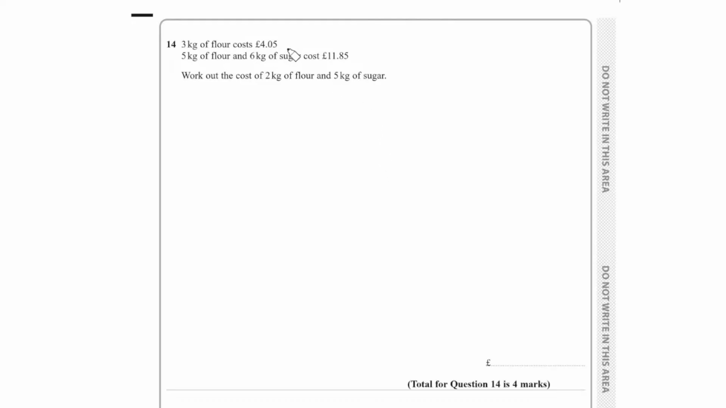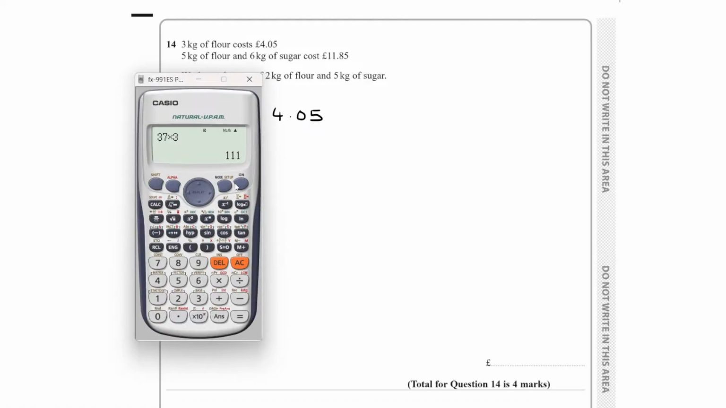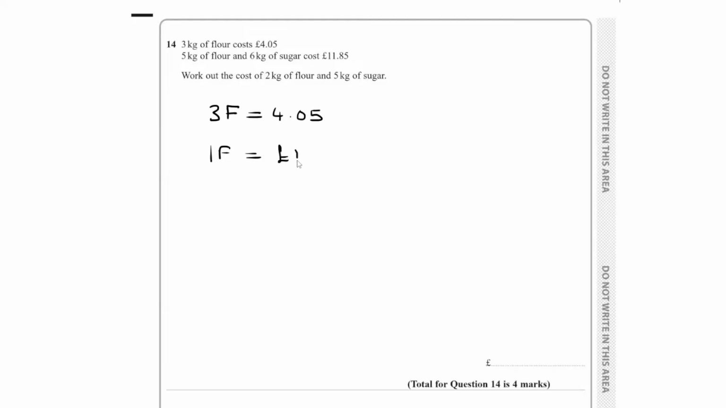Okay, so the first one, I tend to use algebra quite a lot. You might not like to do this, but what I tend to do is maybe convert this into an equation. So we've got 3 kilos. I'm going to use F to represent flour, right? 3 kilos of flour is 4.05. If I want to work out just 1 kilo of flour, as I said, you don't have to do it this way, but 1 kilo of flour would be obviously dividing by 3, wouldn't it? So £4.05 divided by 3 gives me £1.35. So £1.35 for 1 kilo of flour.